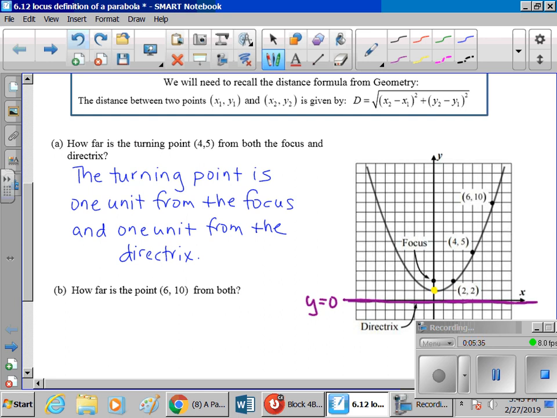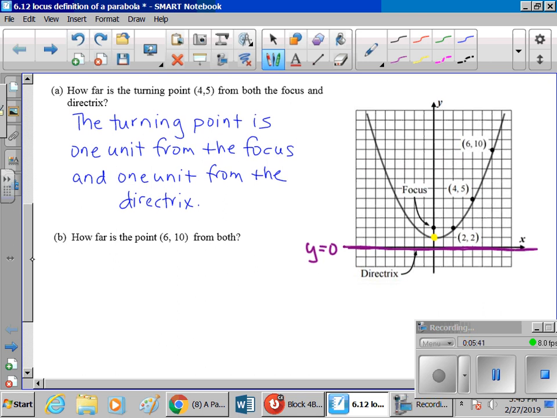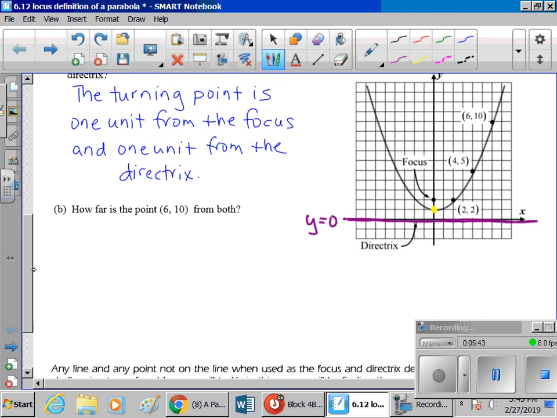How far is the point (6, 10) from both of them? Well, the point (6, 10) is sitting right up here. I guess they could have used (4, 5) as well, but we picked (6, 10).